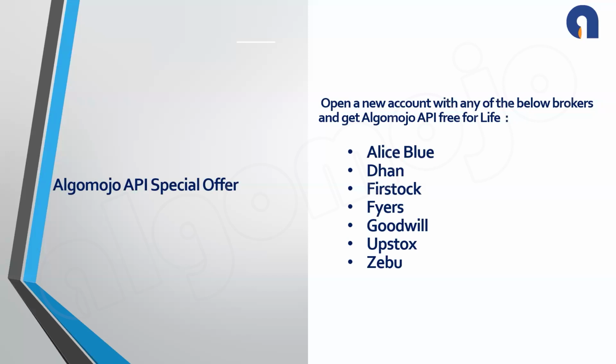So if you open an account with Algomojo as the referral, and any of these: Fyers, Goodwill, Allies, Zebu, Upstox, you will get the Algomojo APIs completely free of cost. Otherwise, for all users, a 7-day trial is provided in case you already have an account. Please use the trial period, check out all the functionalities, and if you're satisfied and the platform is meeting your requirement, then look at getting into a subscription method.